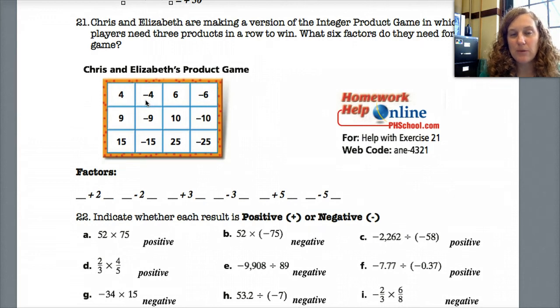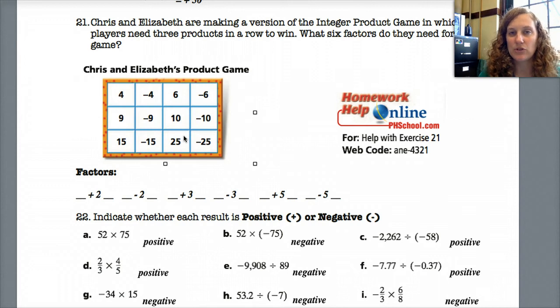You only need 3 products in a row to win. They have a smaller board. What 6 factors do they need for their game? The key here is they only have so many possible answers. The only answers that you can get in the product game are 4, negative 4, 6, negative 6, 9, negative 9, 10, negative 10, 15, negative 15, 25, and negative 25.